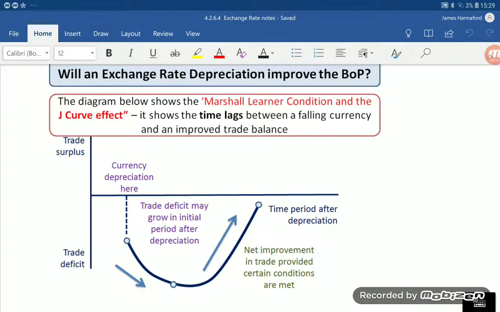Over the longer term, the value of our exports and imports elasticities will total more than 1. Therefore, they will become elastic. Therefore, the depreciation will improve our trade account position over time. This is a significant piece of evaluation, and I suggest you note this diagram down.